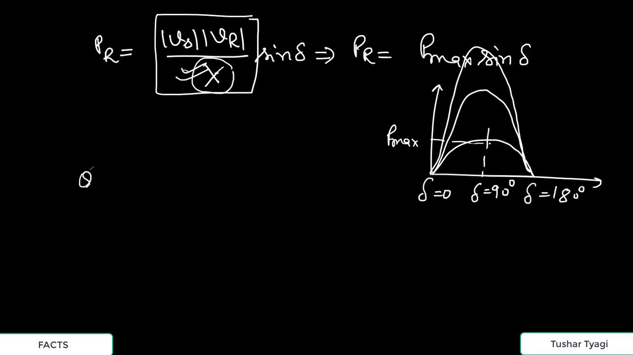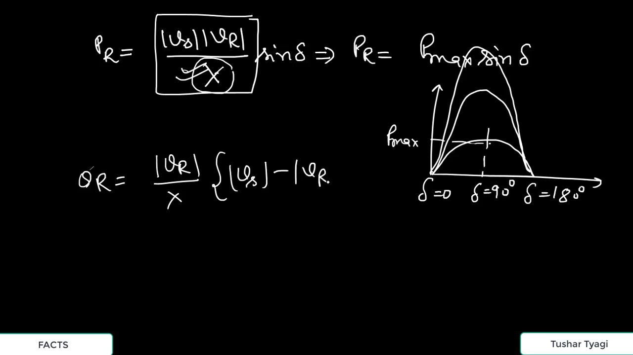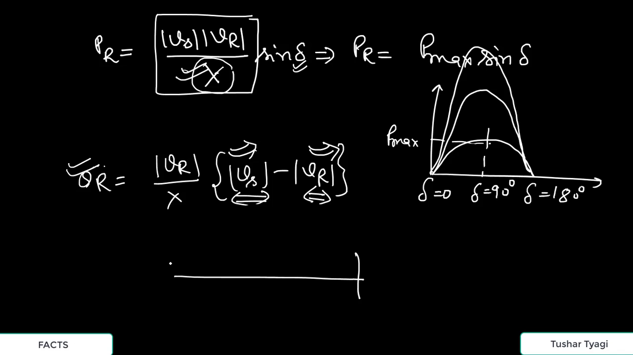And QR is equal to mod of Vr divided by X, it is the difference of the voltages, Vs minus Vr. You know, reactive power always flows from higher potential to lower potential. Or you can say reactive power always flows from higher voltage to lower voltage. And active power always flows from higher delta to lower delta. Like in our case, we are having over here.